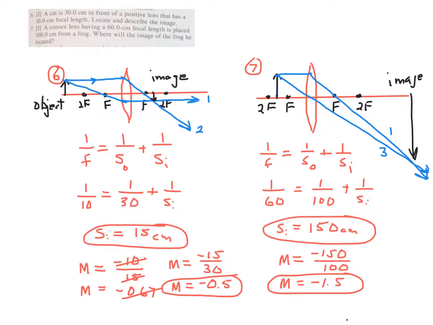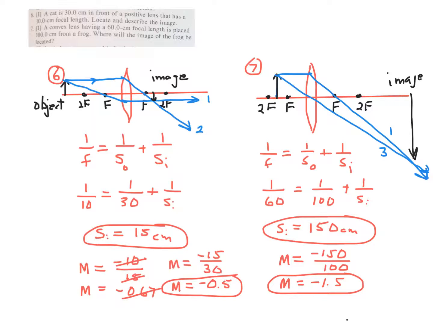When it says we have a positive lens, that means a converging lens. Also in number 7, it says convex lens, same thing, it's a converging lens. On the AP test, it'll say it's a converging lens, or they'll have a diagram showing you the type of lens it is. The converging lenses bring light together, they're thicker in the middle.